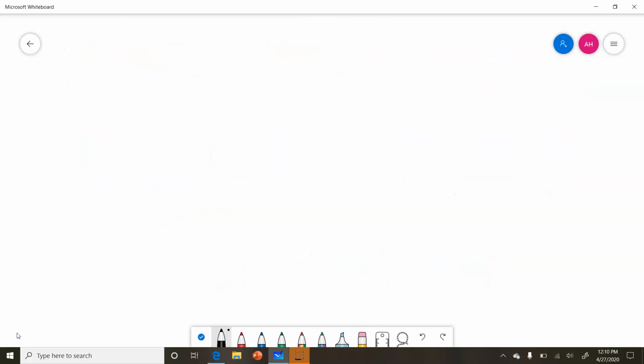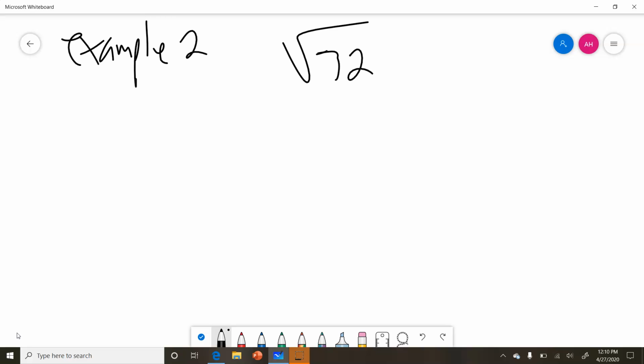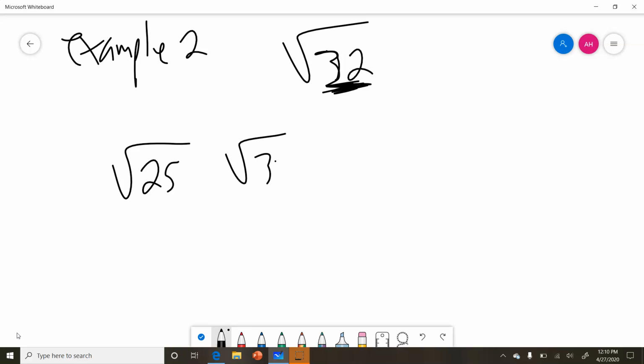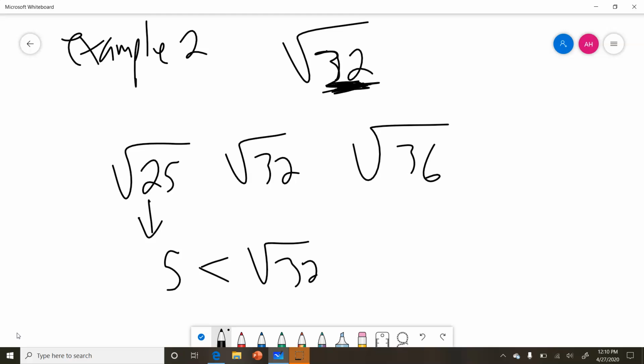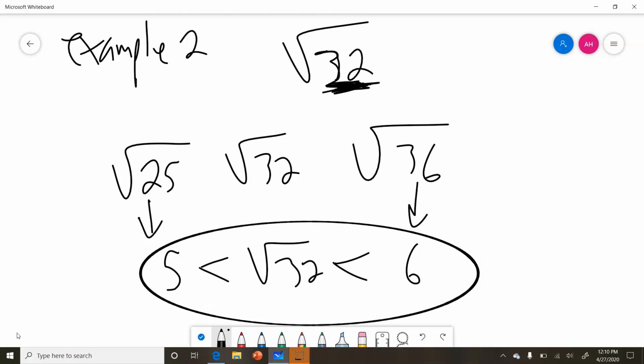This is the example in your books. Again, this is example number 2. And they say, where does the square root of 32 lie? Okay, now let's think. Which number is just below 32 that's a perfect square? Well, that would be the square root of 25, right? And then we have the square root of 32. Now, what's just bigger than the square root of 32? Oh yeah, that's right, the square root of 36. Well, what's this equal? That equals 5, so I say 5 is less than the square root of 32, which is less than, what's this equal? 6. And there is my final answer.